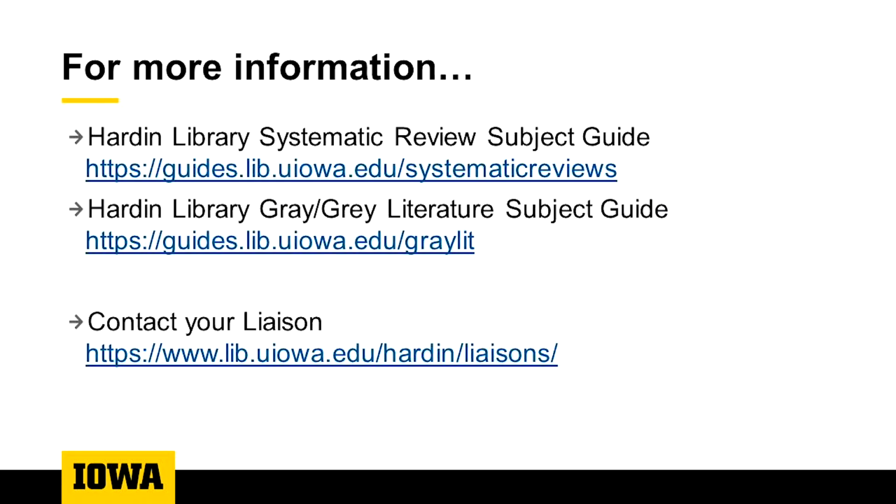And then for more information, the Hardin Library does have a systematic review subject guide. We also have a gray literature subject guide. And if you are interested in conducting a systematic or a scoping review or a meta-analysis, it's very important you contact your liaison. Every college and every department at the University of Iowa has a liaison. So please contact your liaison before you get started on your project.